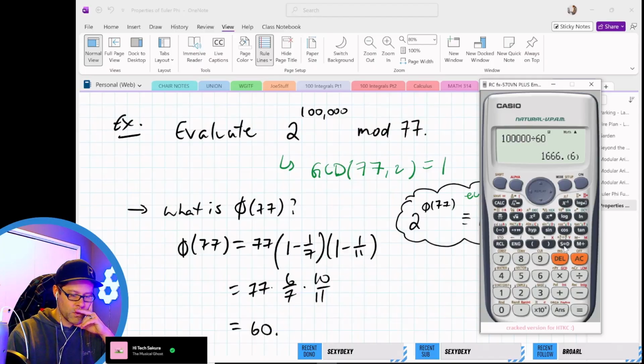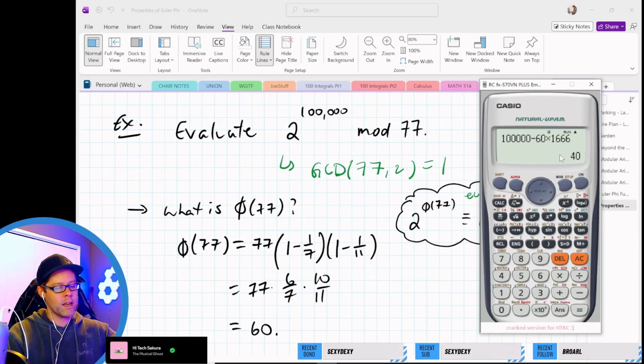Yeah, I think we basically just want to block off a bunch of 60s, right? So 1,666. If I take 100,000 and subtract 60 times 1,666, I'll be left over with 40. So I think I can reduce this down to 2 to the 40, by doing something like this.